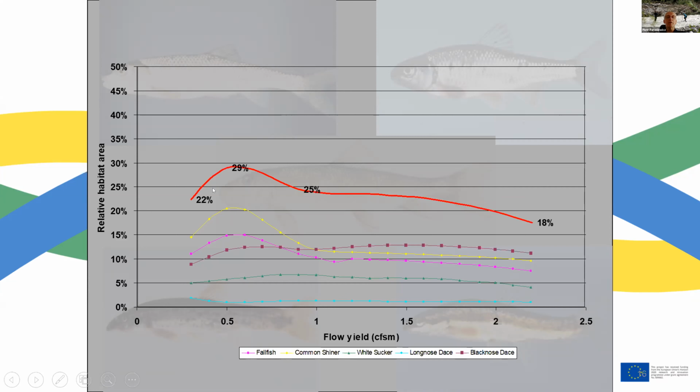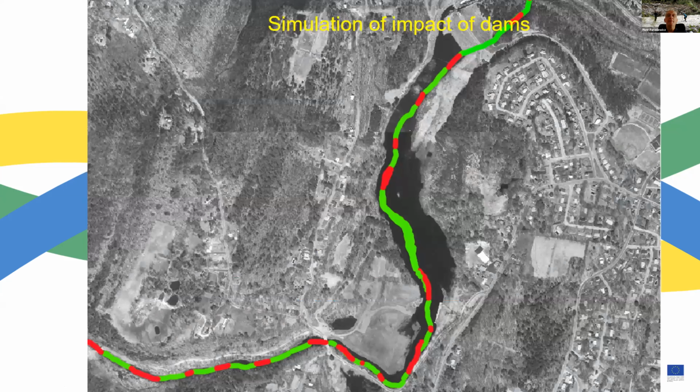And the red line here represents something that we call generic fish habitat, which is the habitat that is usable by any fish. You can also create something that we call community habitat, but I will not go into that. The community habitat curve takes into account the weight of each of those species in the community. So it's weighted by the proportion of the species in the community.